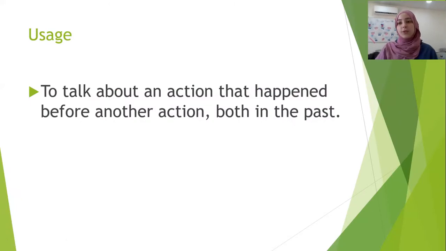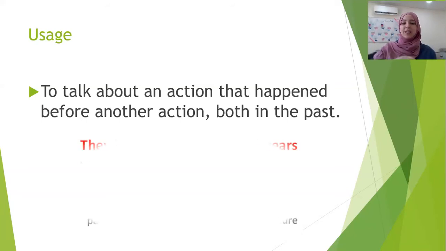Let's look now at the use of the past perfect. Why do we need to use the past perfect? Of course, we use it to talk about an action that happened before another action, both in the past. Again, we have two actions, both happened in the past. One of them happened before the other.